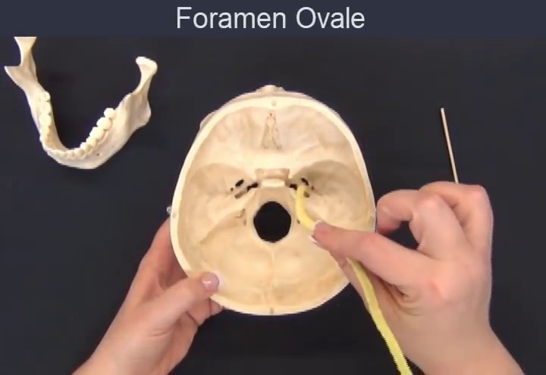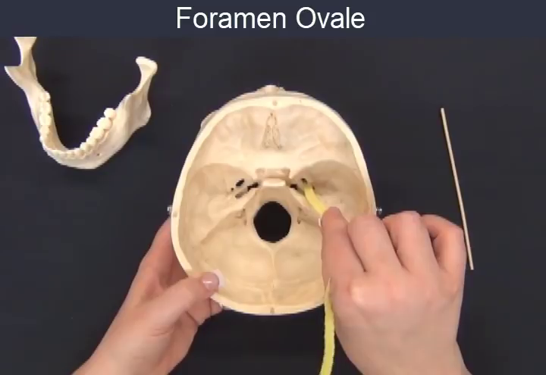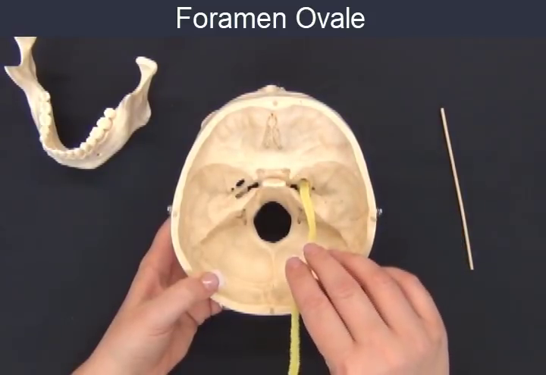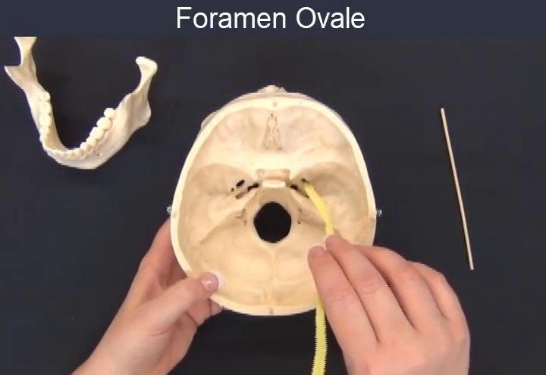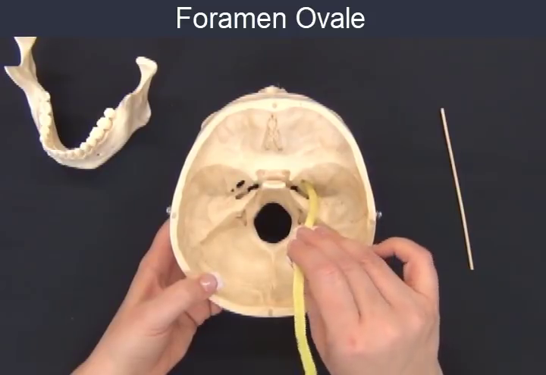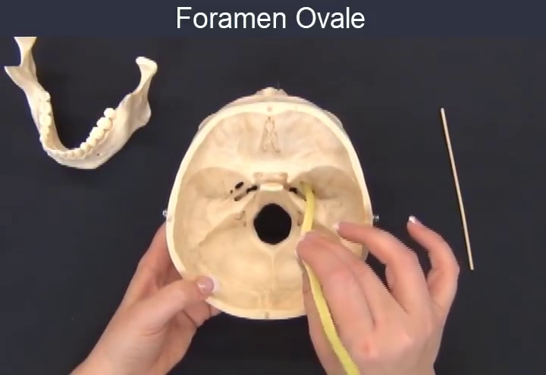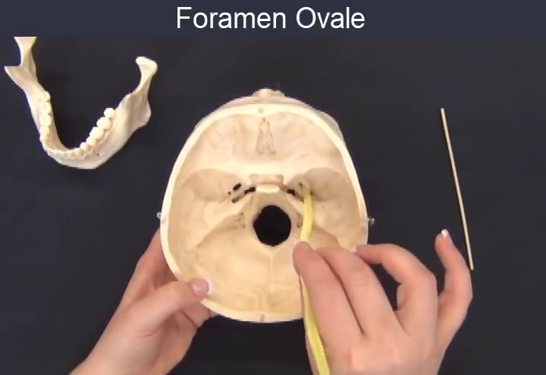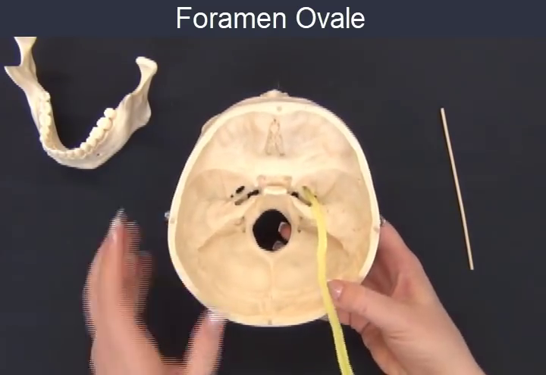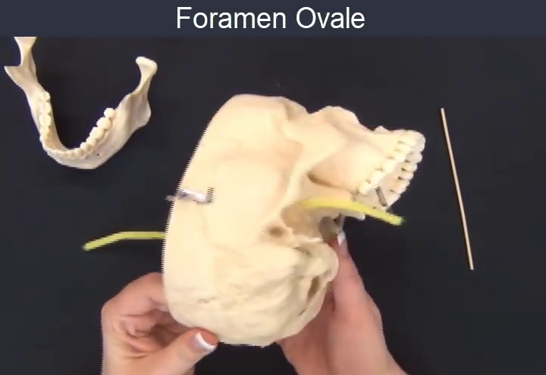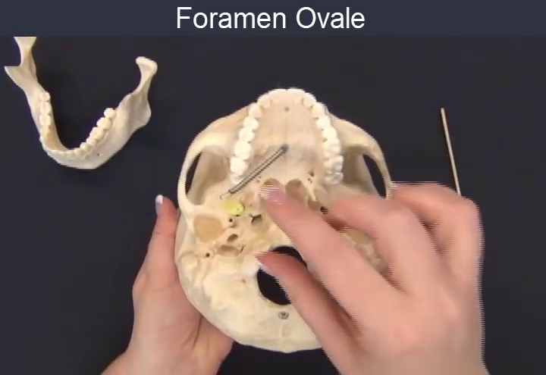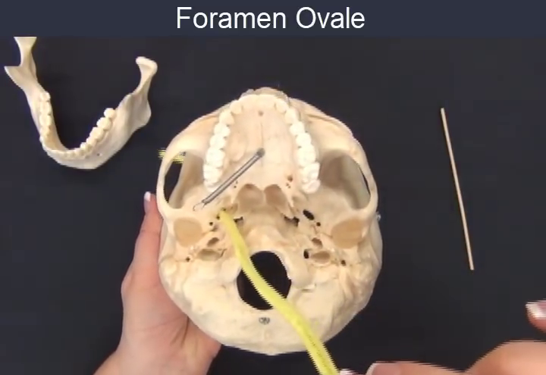The next hole is this one. This hole is called the foramen ovale. It is an oval-shaped hole that goes through the floor of the skull. Again, if we turn our skull over, you will see that it comes out the other side.